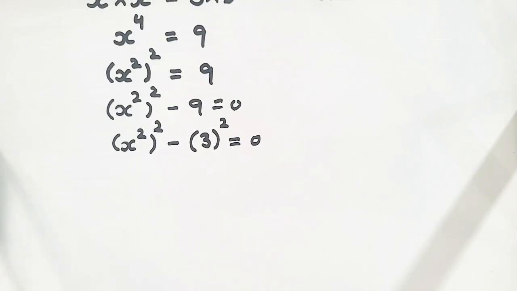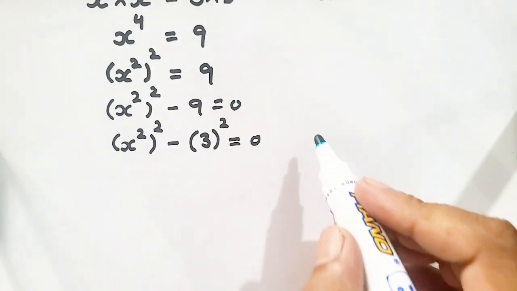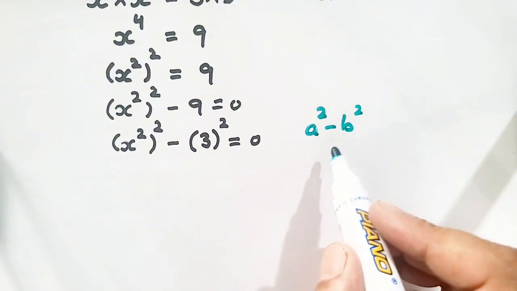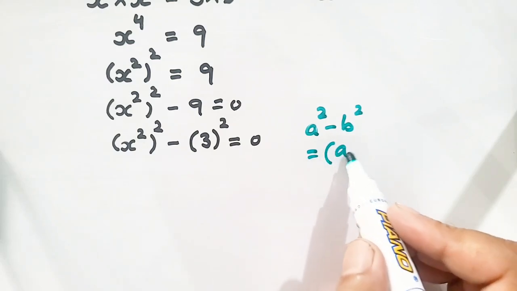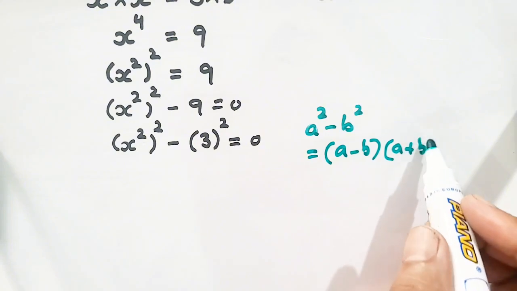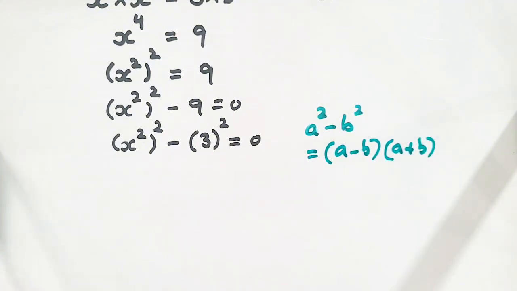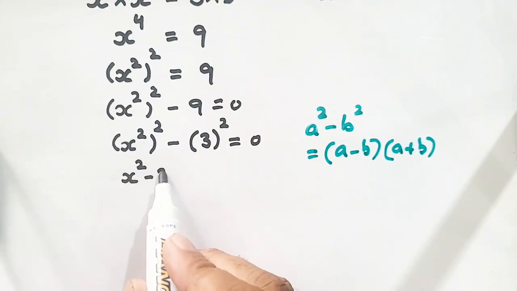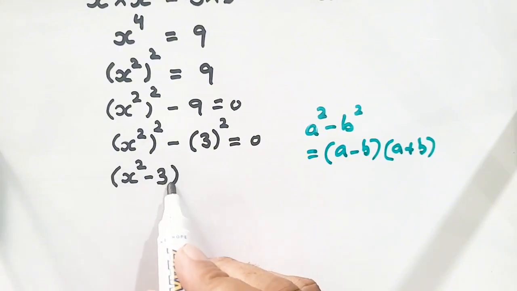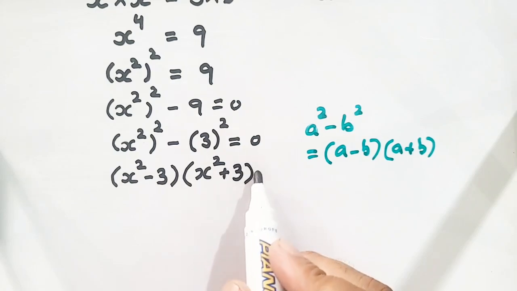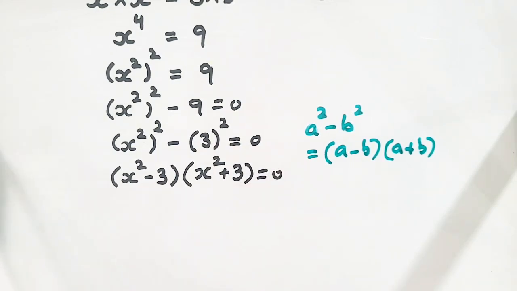Here we will apply a formula: a squared minus b squared is equal to a minus b into a plus b. So we will apply this formula. It will become x squared minus 3 into x squared plus 3 is equal to 0.